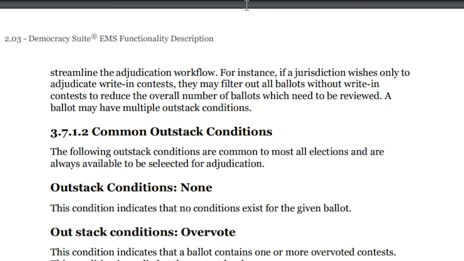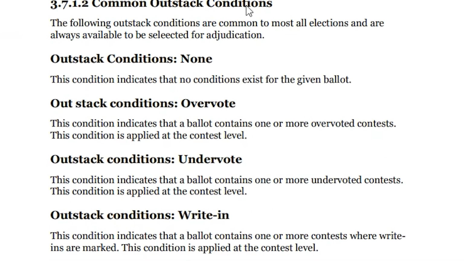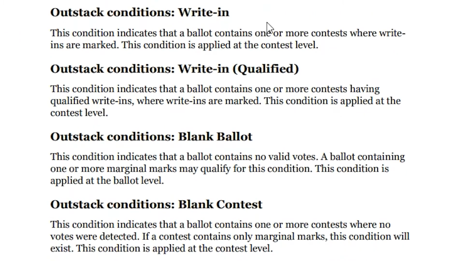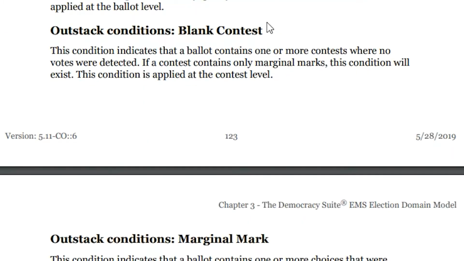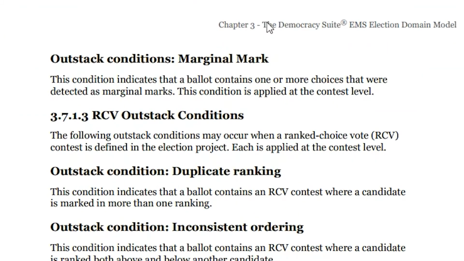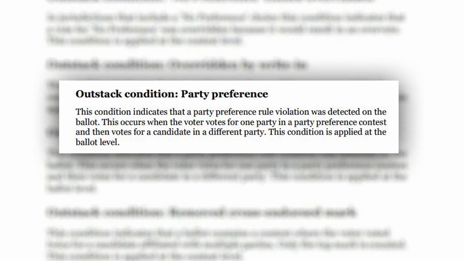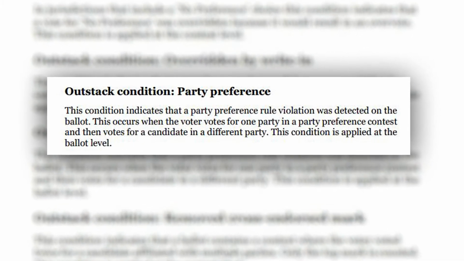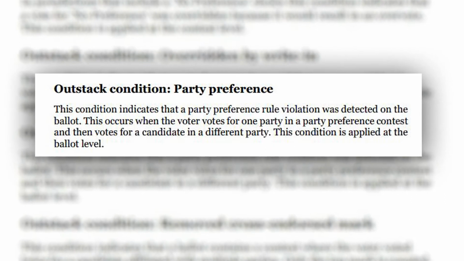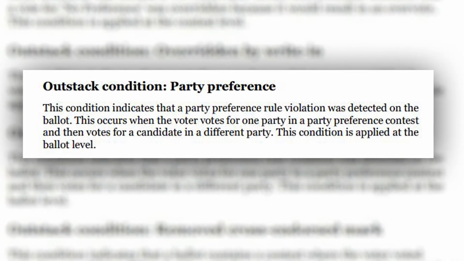In fact, there are approximately 23 different outstat conditions in this Dominion software that can trigger a ballot to be sent to adjudication. For example, overvoting, undervoting, write-ins, no write-ins, blank ballots, signatures don't match, ink not read on the scanner, even party preference, which I thought was interesting. What is that? As it states in the user manual, this condition indicates that a party preference rule violation was detected on the ballot. This occurs when the voter votes for one party in a party preference contest and then votes for another candidate in a different party.